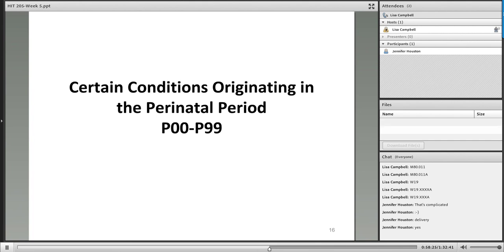Now, remember I said that the letter O codes don't go on the baby's record? Well, the baby has their own codes, and those codes are for the letter P. So these codes are only for the newborn records. They do not go on the mother's records. Okay, so let's look at a few guidelines here.